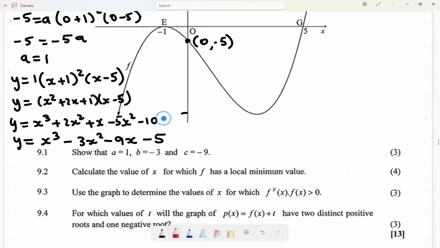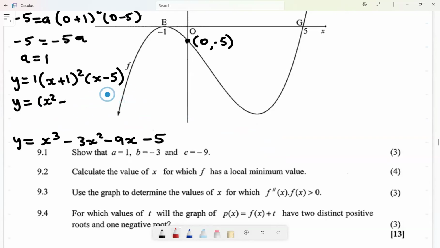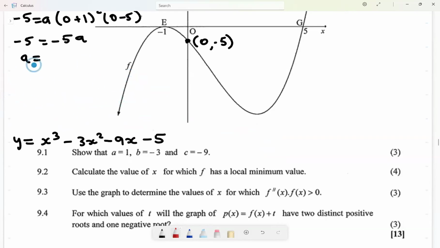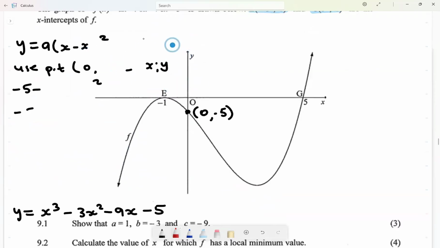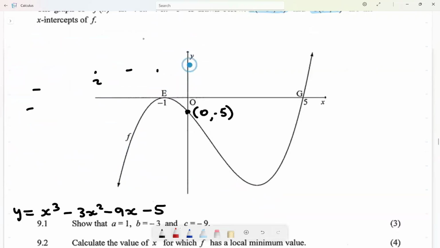I won't erase the equation. I'm going to need it later on. So for now, let me just remove these for now.